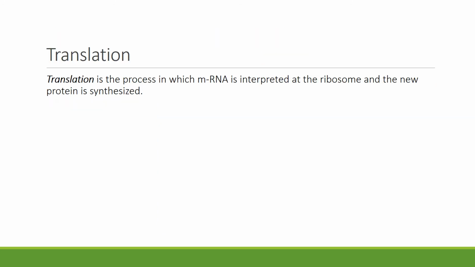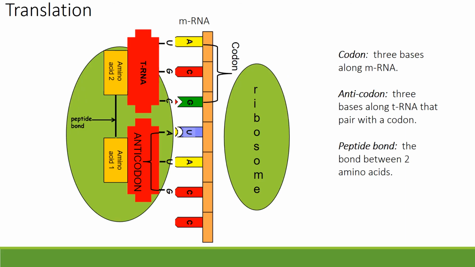The second process is translation. We have to interpret the message that's on messenger RNA so we know how to build the protein. Here is the process of translation. Messenger RNA inserts itself between the two spheres of the ribosome. The message is then read by the ribosome in triplets. So the first triplet is A, C, G. A triplet is known as a codon. The first codon again in messenger RNA is A, C, G.